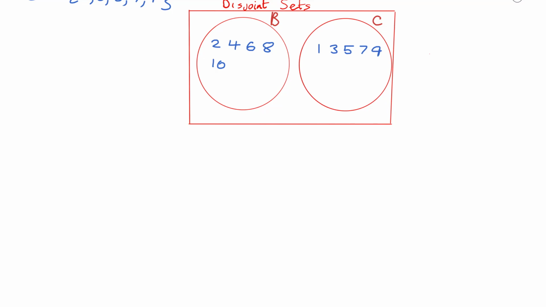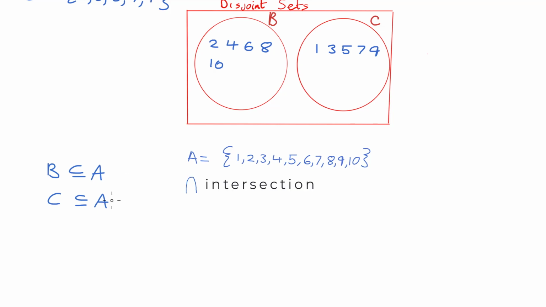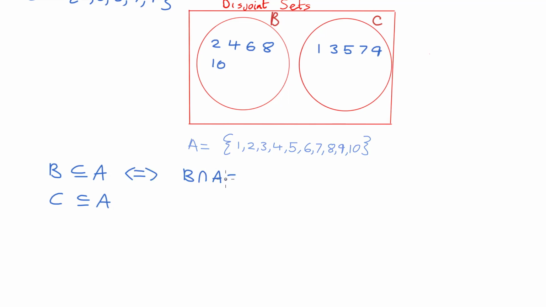Okay, since every element of B is also an element of A, we say that B is a subset of A. Similarly, every element of C is also an element of A, so we say that C is a subset of A. We can write this another way using the intersection operator, which is an upside down U. The intersection of two sets is the set of elements in both sets. So this becomes B intersection A equals B. It's equivalent to saying B is a subset of A. Similarly, C intersection A equals C, because every element of C is in A.